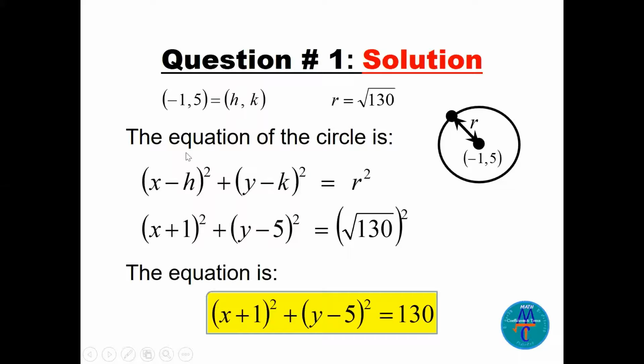Now let's plug in the numbers. I put -1 in the h, but in the formula I have a minus, so it is x plus 1 squared. Y minus k, k by itself is 5 positive, so y minus 5 squared. Square root of 130, you square it, that means you multiply square root of 130 times square root of 130, you get 130. And this is x plus 1 squared plus y minus 5 squared. That's the answer here. So what is this answer? The equation.